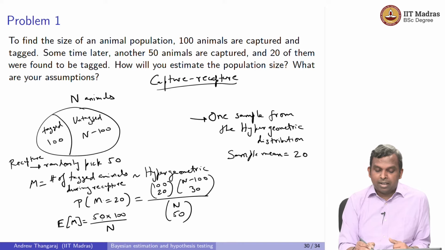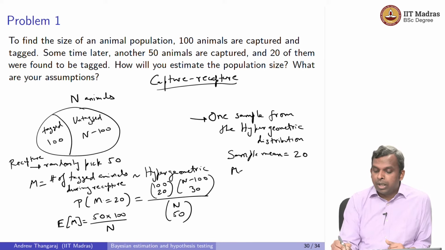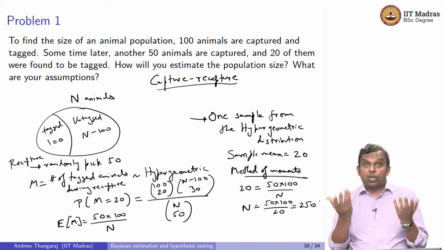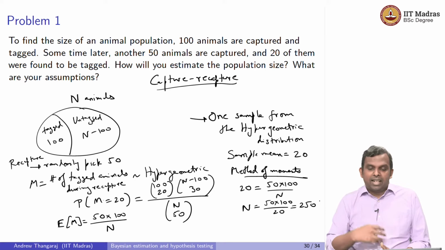So if you want to do a method of moments estimate for n, you simply equate E of m to 20. We can do a method of moments estimate, which is quite simple in this case. You equate 20 to the distribution mean, 50 into 100 by n, and you get your n. N is 50 into 100 by 20, and that works out to 250. So your estimate for the total number of animals in that area is 250.